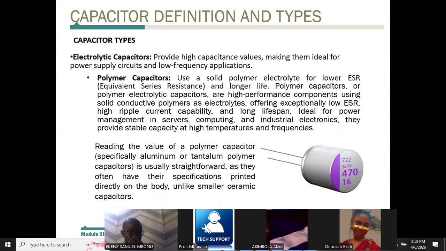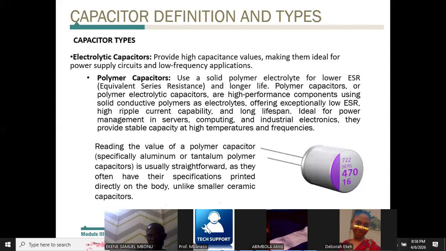The next type of electrolytic capacitor is polymer capacitors. You use a solid polymer electrolyte for lower equivalent series resistance and longer life. Polymer capacitors, or polymer electrolytic capacitors, are high-performance components using solid conductive polymers as electrolytes, offering exceptionally low ESR, high ripple current capability, and long lifespan. Ideal for power management in servers, computing, and industrial electronics. They provide stable capacity at high temperatures and frequencies.